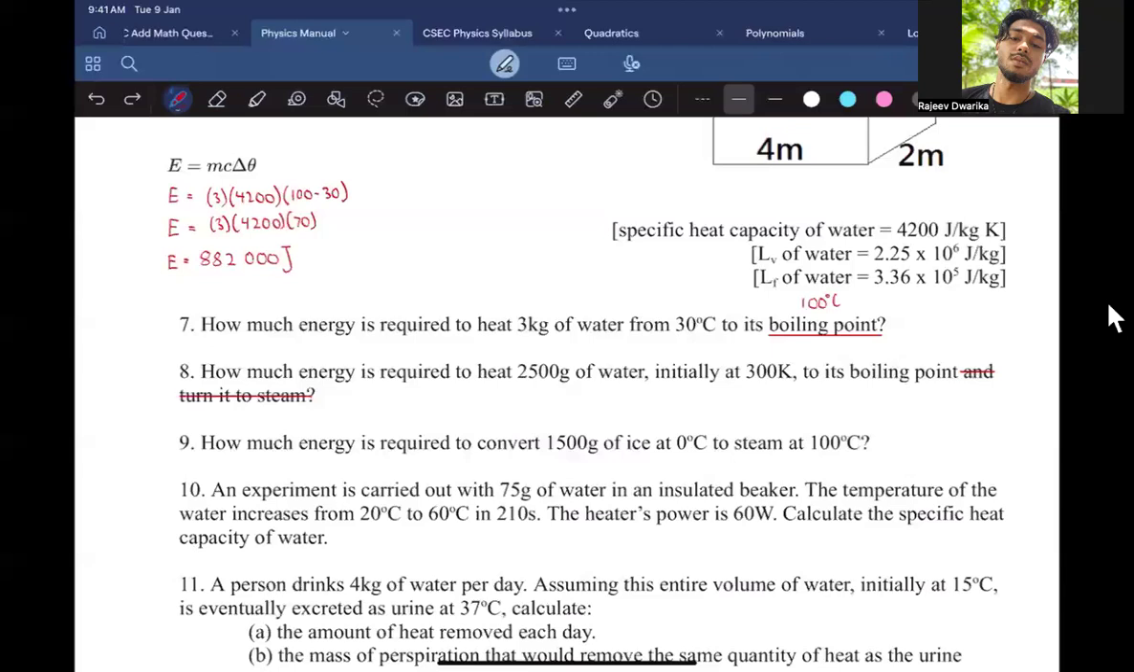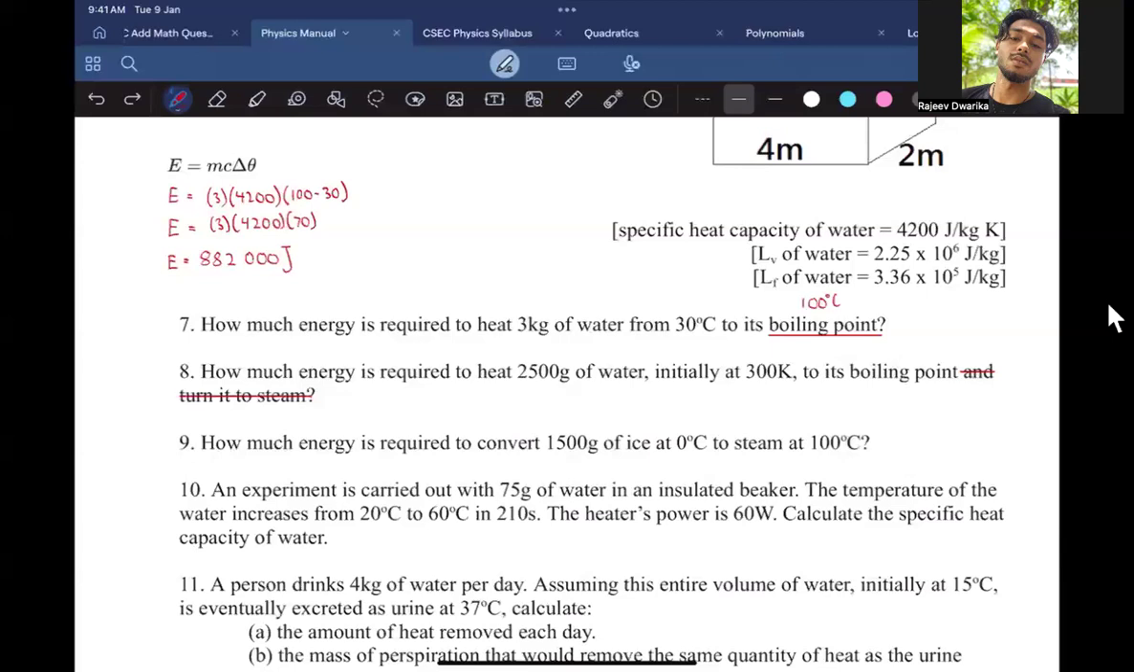So Justin, you're converting mass to kilograms. So 2,500 grams is how much in kilograms? 2.5. Right, so you have the mass, and we know what C is. What is C? 4,200. We know what that is. So we have m, we have c. Now we need to find delta theta, which is the change in temperature.